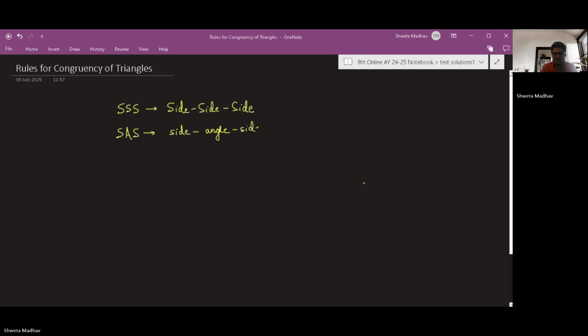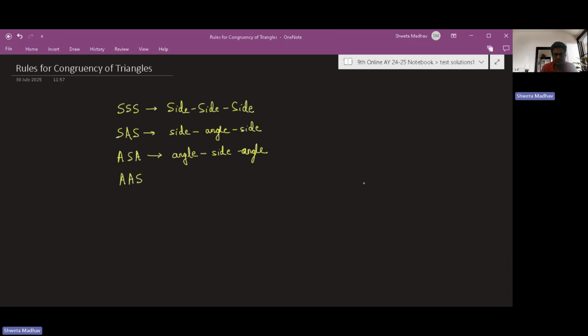And there is ASA, which stands for angle side angle. AAS is also there. AAS means angle angle side. And we have RHS. RHS stands for right angle hypotenuse side. So all these five rules can be used to prove that any two triangles are congruent.